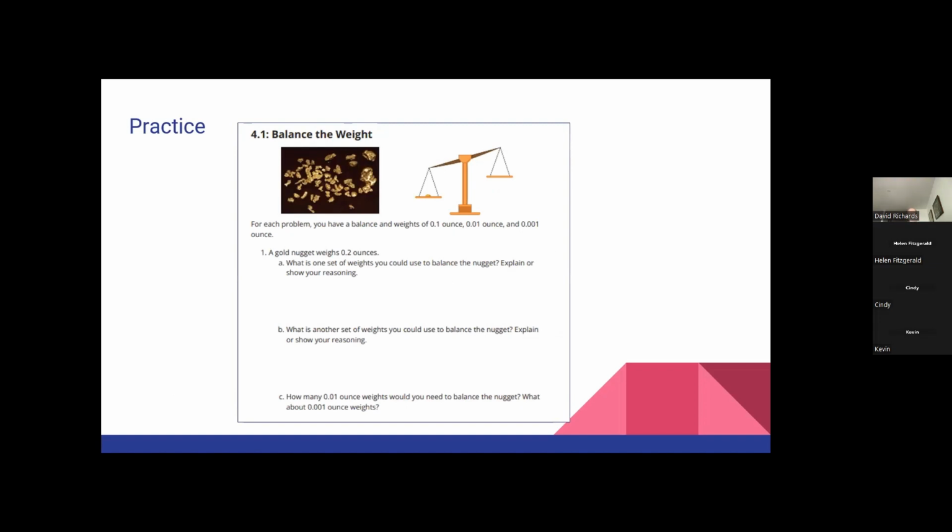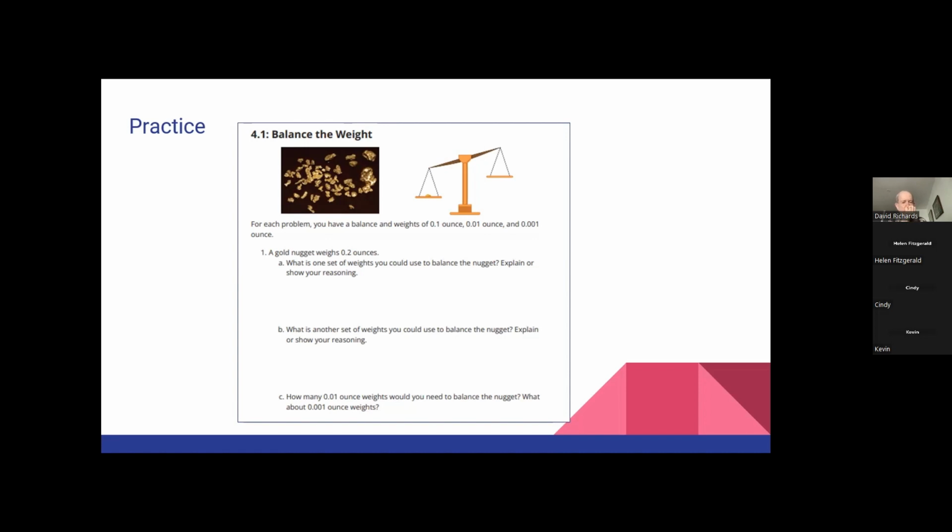So let's push them a little bit further now. Balancing weight. This print is really small, I apologize. I will make sure that you get the slides as well as the resources that these images came from. Now they're going to apply what they know to make equivalent amounts, right? The balance beam. We use the balance beam a lot in algebra, but it works for other scenarios. For each problem here, you have a balance and weights of 1/10, 1/100th, and 1/1000th of an ounce.